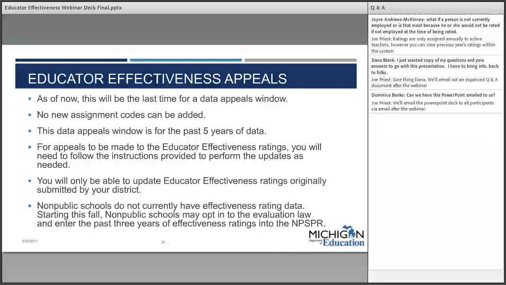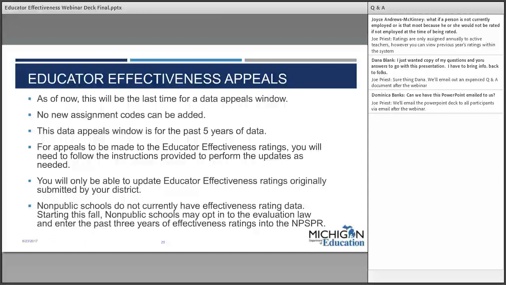At this time, there is no plan to have a future data appeals window. This was offered last year to review 5 years worth of data, and then we extended that for the current school year. So it's looking back again at 5 years worth of data. Again, no new assignment codes or employee records can be added to your employment history. Part of that is that we are required to provide all sorts of data reports to the state and federal government. And once we provide those reports, it's too late. That ship has sailed. We can't go back and add new employee records and still uphold the credibility of our data.